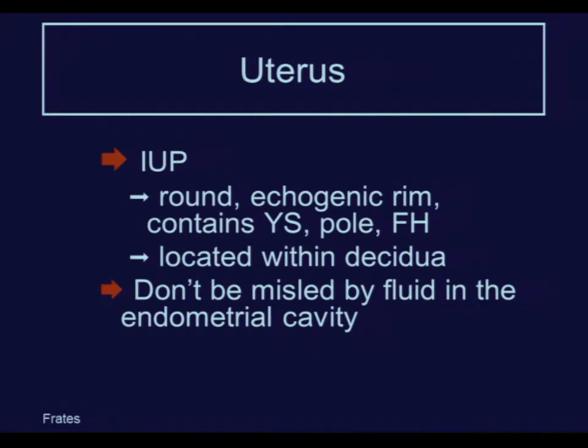Well, let's go back and talk about how you make the diagnosis of an intrauterine pregnancy. With an intrauterine pregnancy, an intrauterine gestational sac is round, has a discrete echogenic rim, and if you're lucky, and the diagnosis is going to be very straightforward, the sac will contain a yolk sac, a fetal pole, or even cardiac activity, a fetal heartbeat. Remember that the intrauterine gestational sac should be located within the decidua of the uterus. Do not be misled by complex fluid in the endometrial cavity.